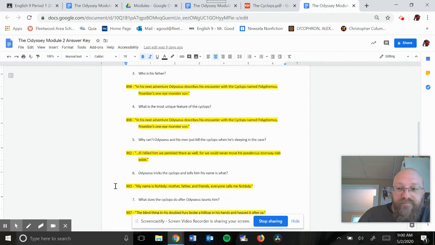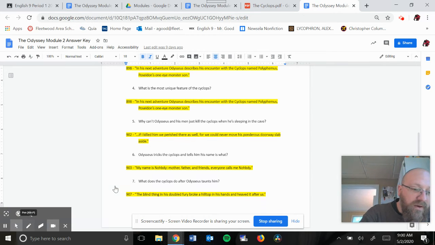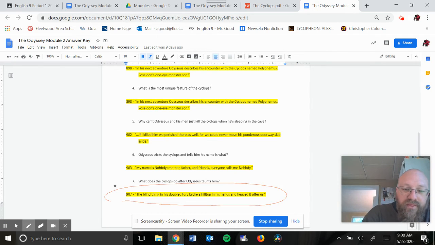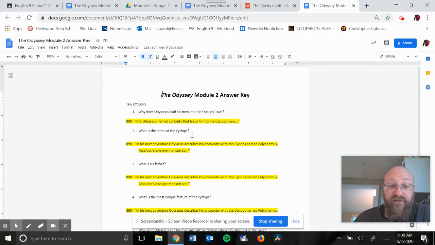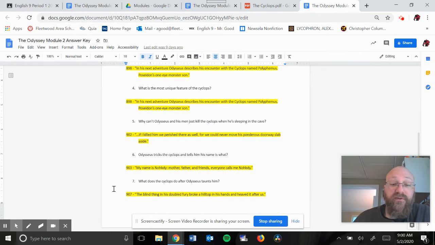And then number 7. What does the Cyclops do after Odysseus taunts him? On page 907, the blind thing, that's Polyphemus, the Cyclops, in his doubled fury, broke a hilltop in his hands and heaved it after us. So he throws a mountaintop at Odysseus and the soldiers as they're getting away. He also curses Odysseus, and he asks his father, Poseidon, to curse Odysseus on his way home. So he essentially is asking Poseidon to provide treacherous seas for Odysseus and his men. Okay, so again, yes, it's mythology.